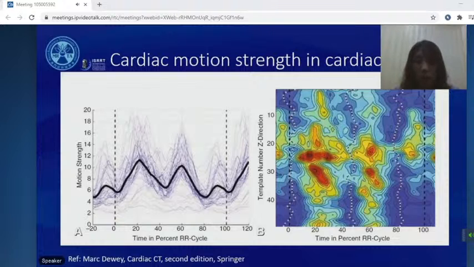And the right chart shows the cardiac motion strength on another scale. The red part shows a high magnitude of the motion strength, and the blue indicates a low magnitude of the motion of the heart, which also indicates 45% and 75% of the R-R wave cycle.